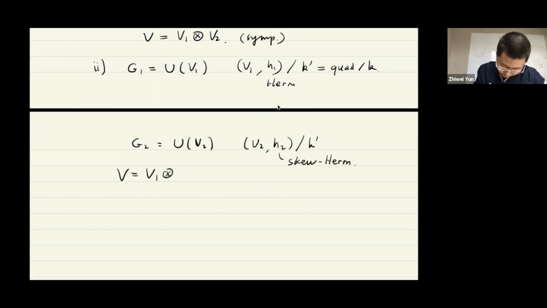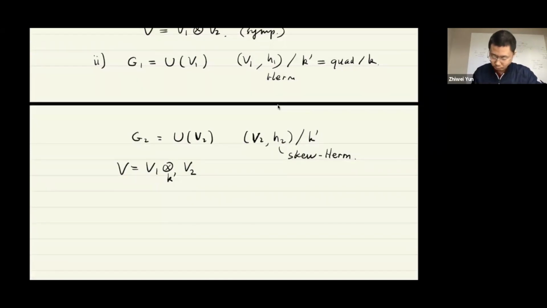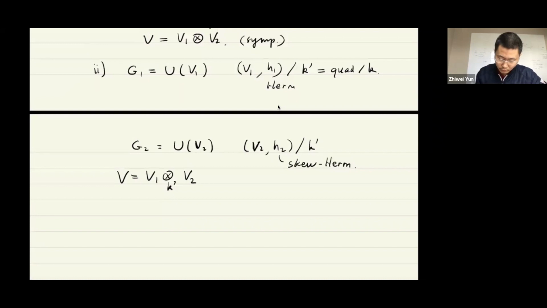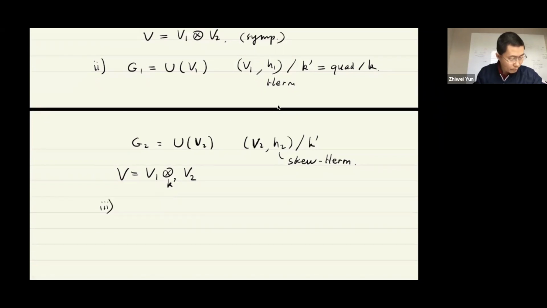And let V be the tensor product V1 and V2 over K prime. This carries, so you can trace down, take the product of two forms and you trace down to K. This carries a symplectic form. So G1, G2 is also an example of a dual reductive pair.